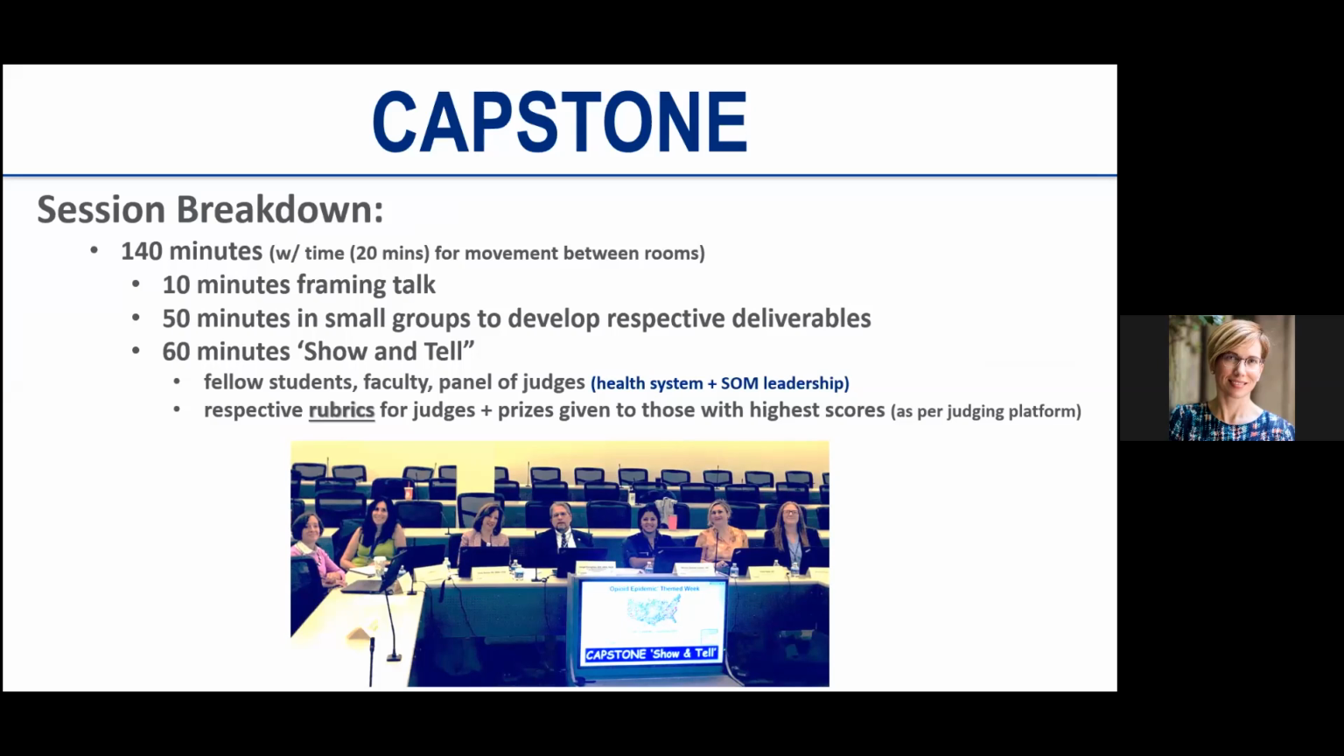So we gave the judges a respective rubric for each one of the sessions, and prizes were given out to the students that scored the highest based on the judging criteria. And the judges actually used those computers that are right in front of you in that picture to judge in real time, and we actually had scores within seconds.